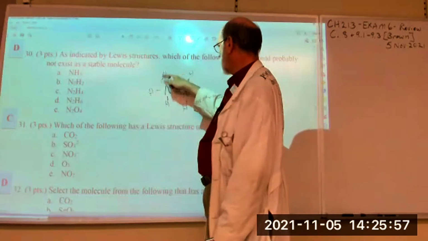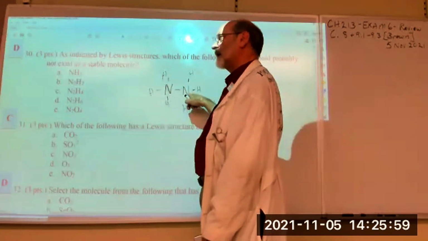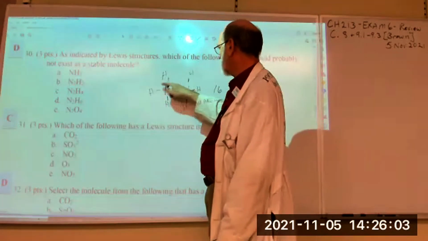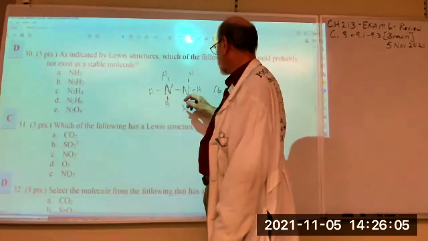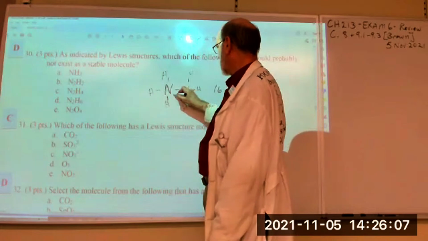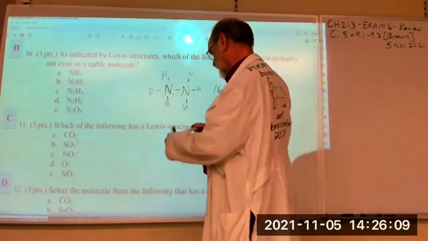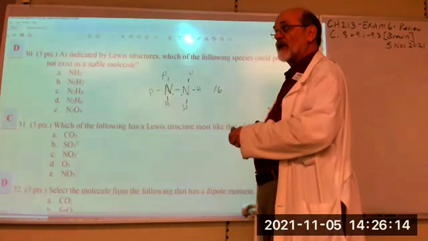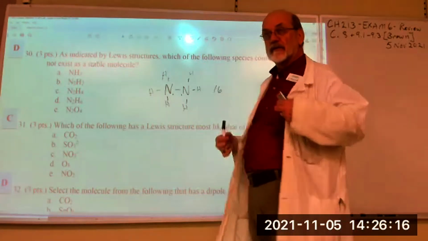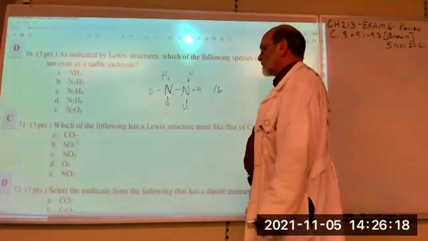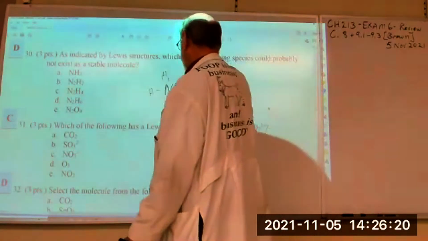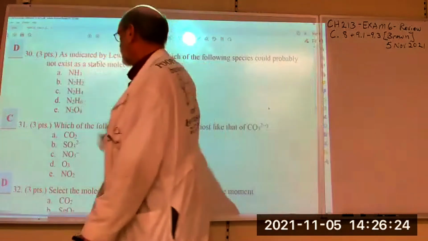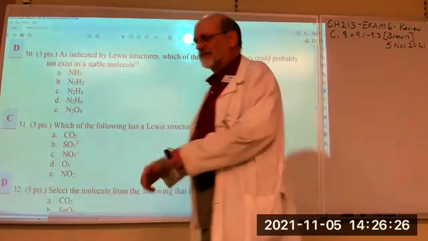1, 2, 3, 4, 5, 6, and 10, 16. 2, 4, 6, 8, 10, 12, 14. So we need 2 electrons. So we'd have to put maybe one here and one here, or maybe a pair there. Okay, that would exceed the octet on nitrogen, which does not have d orbitals available. Right? That would be unstable. All right, I don't like that question either.